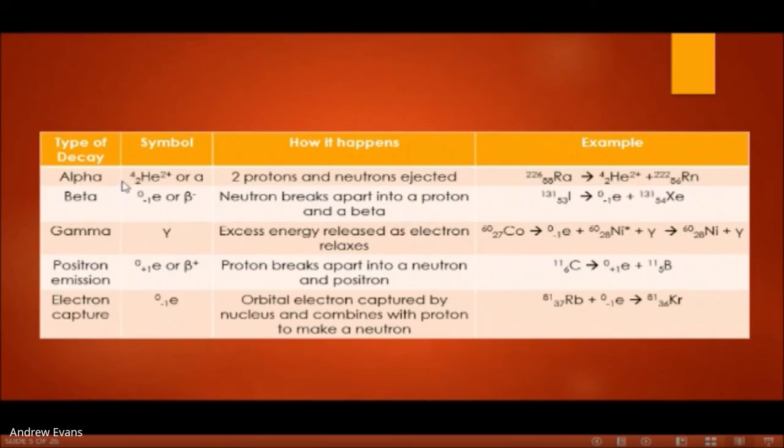Now, here are some examples. Here's a reiteration. So alpha: radium 226, 88, undergoes decay and loses an alpha particle. This alpha particle is like losing 2 protons and 2 neutrons. So 88 goes to 86, and 226, because it lost 4 mass numbers, goes to 222. So radium undergoes alpha decay to form radon.